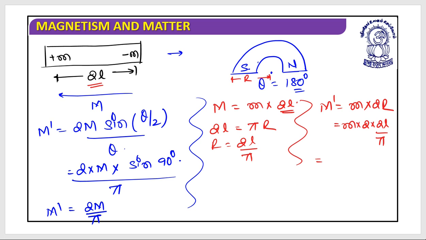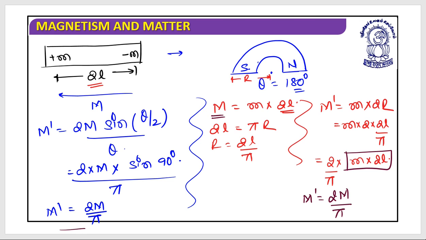If I rearrange this, it could be written as 2 multiplied by m multiplied by 2l divided by pi. Now this m into 2l is the original magnetic moment of this horizontal section. So m dash would be given as 2m by pi. Yes, it is obvious that the answer would be the same. But this is the approach, approach number two.